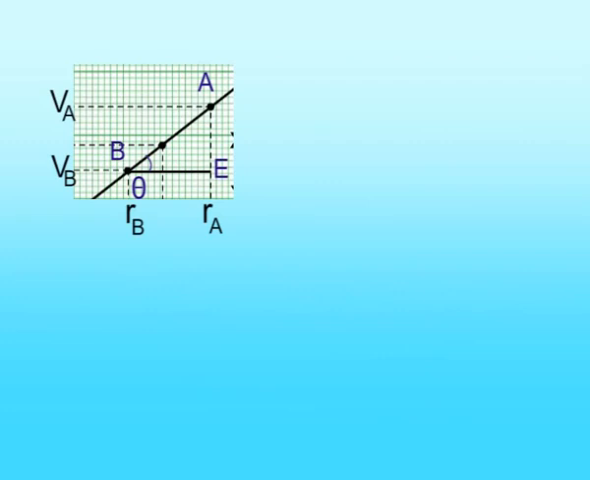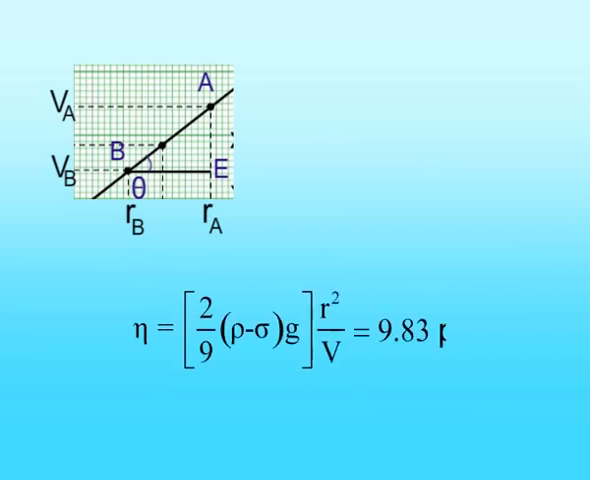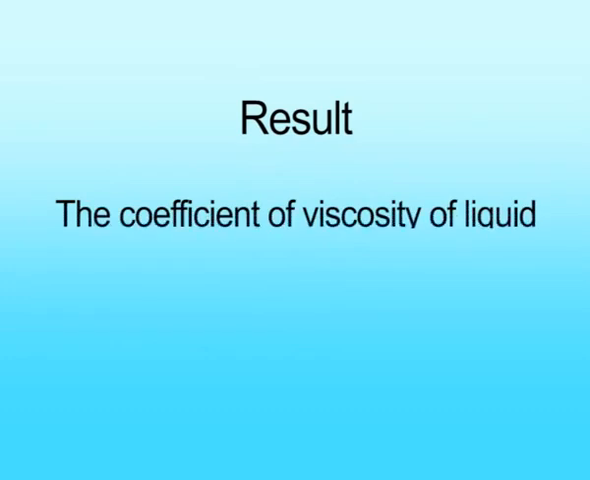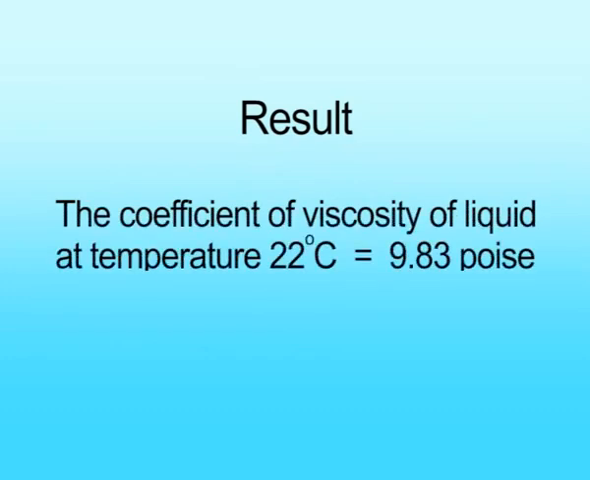Thus, using the value of r square by v in the formula for coefficient of viscosity, we can write the value of eta in CGS units, that is, in poise, which is 9.83 poise in the relevant case. The result is to be written as: the coefficient of viscosity of liquid at temperature 22 degrees Celsius is equal to 9.83 poise.